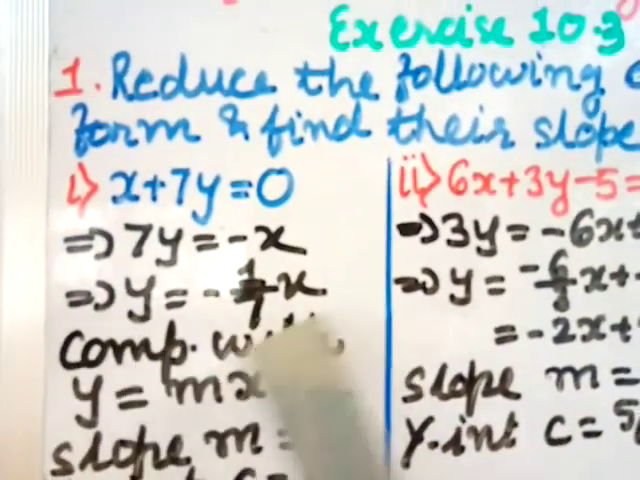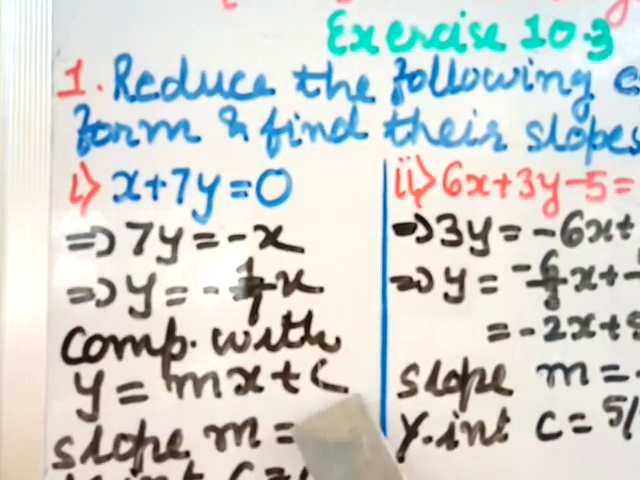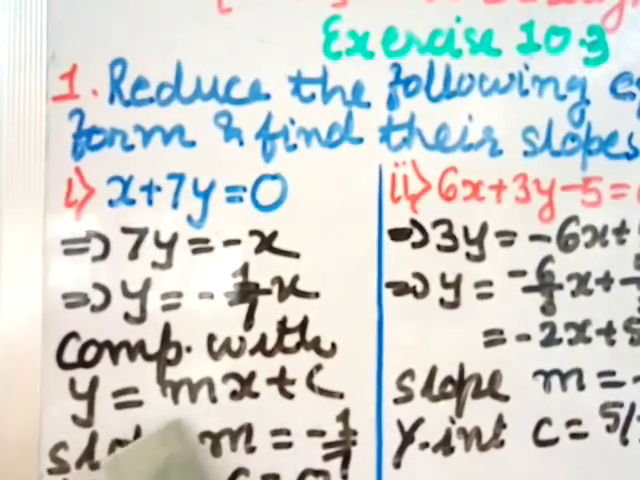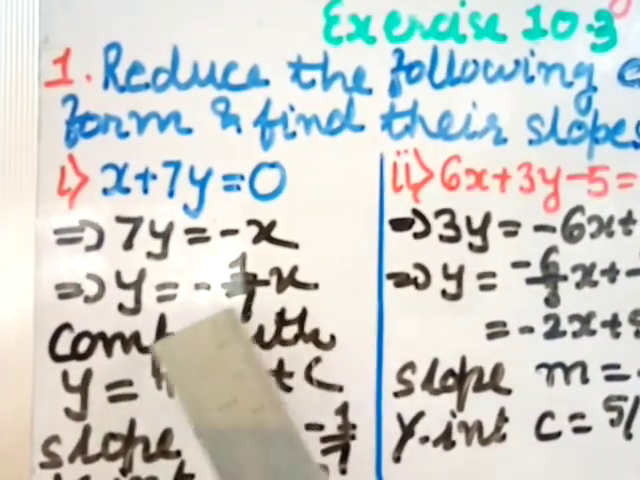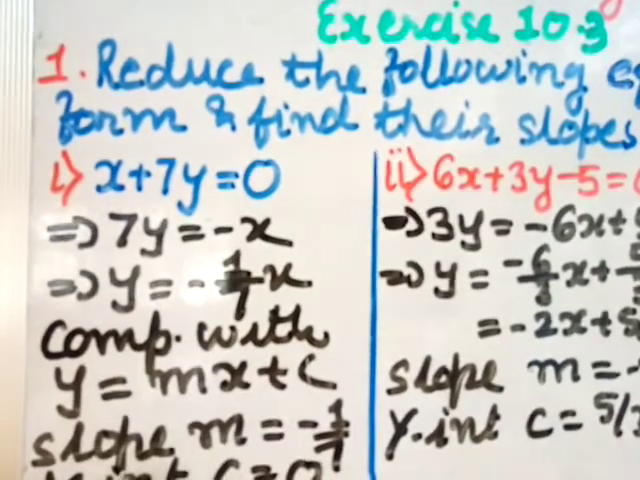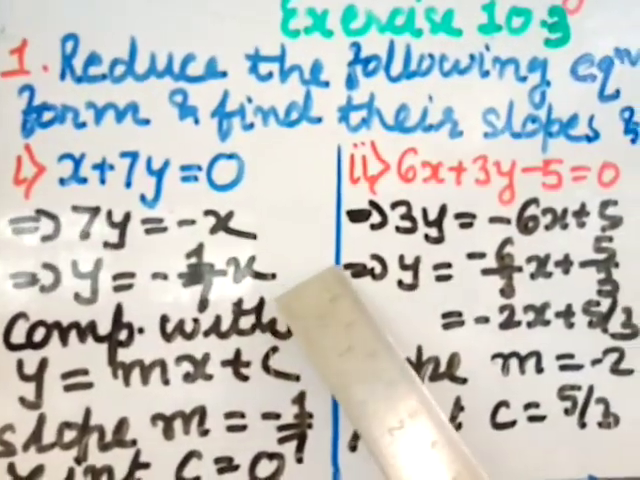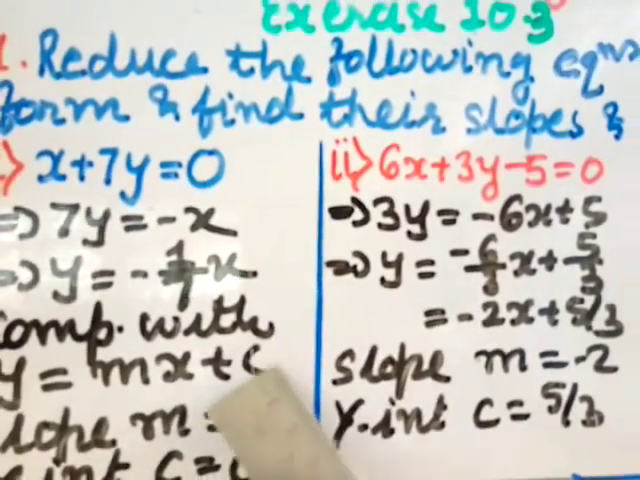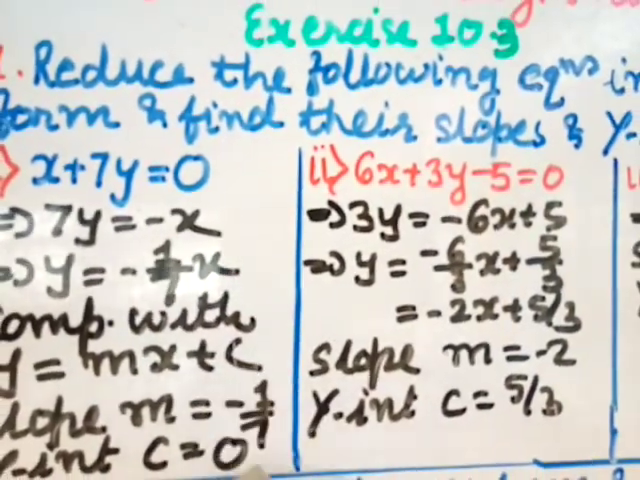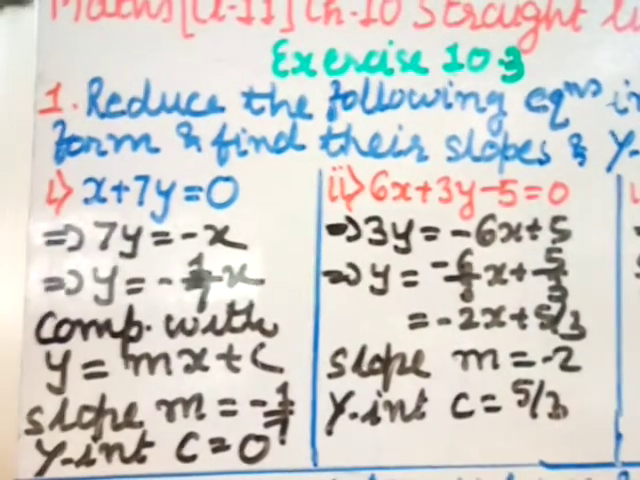Now here comparing this with y is equal to mx plus c. So coefficient of x is m, and here coefficient of x is minus 1 by 7. That means slope m is equal to minus 1 by 7. Here there is no constant term. So here plus c, here plus 0. So you can say c equal to 0. That is why intercept is 0.